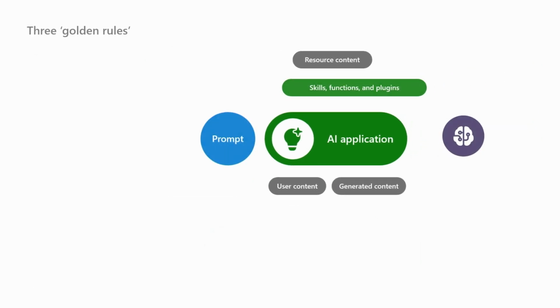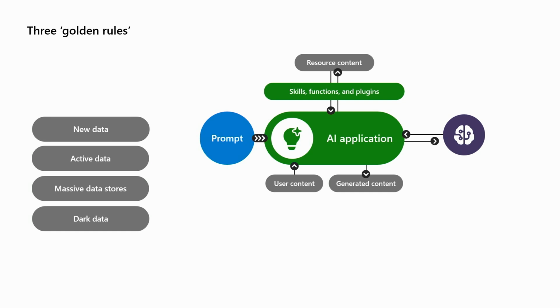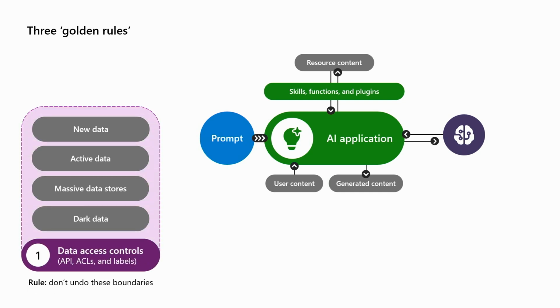Okay, so we have our app, we have our data, and now we have 3 golden rules. So we worked hard on this one. We want to make sure that this one lands really well. That these are really important parts. If I can say anything else, it's don't undo the data protections you already have in place.